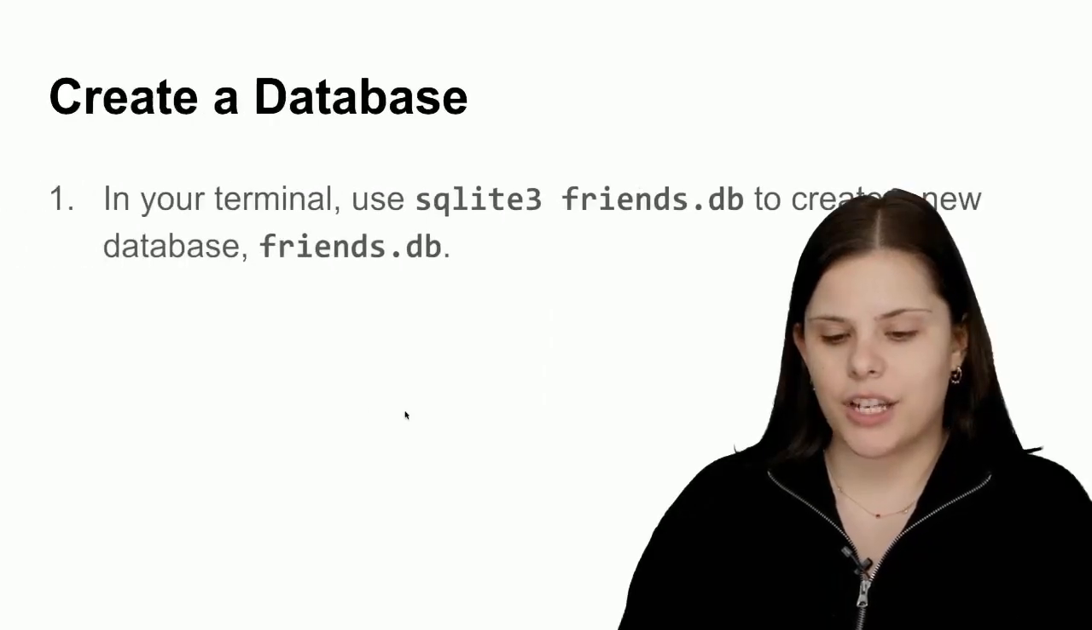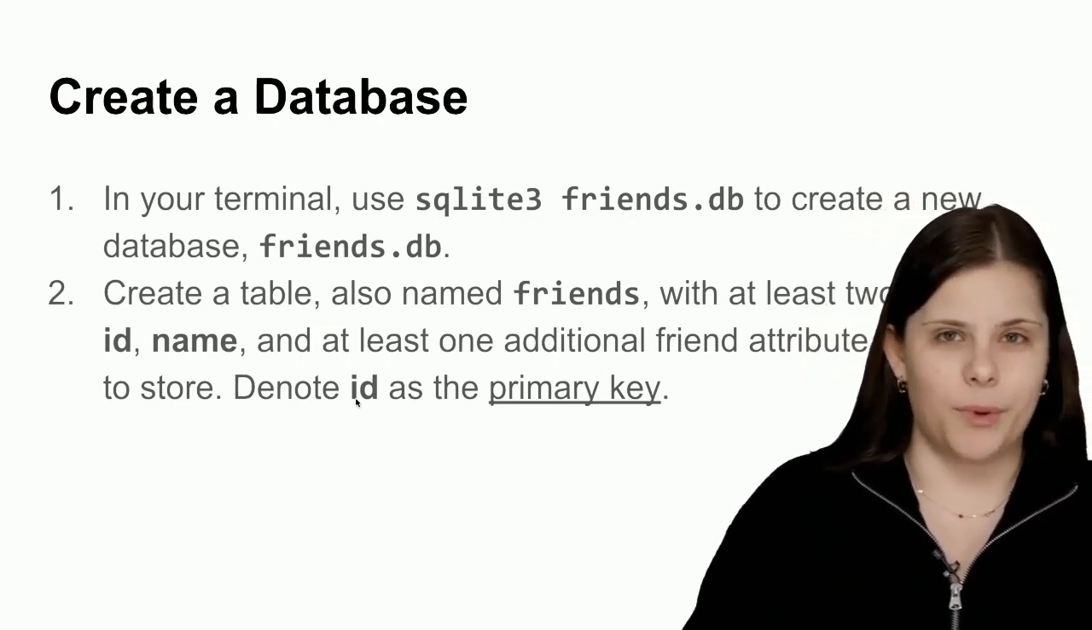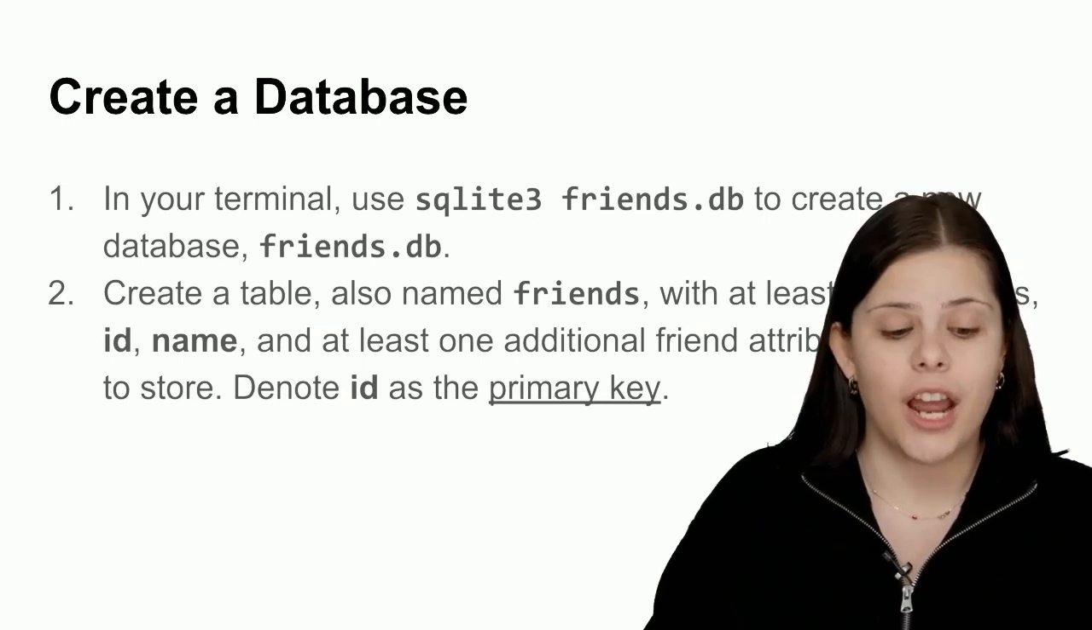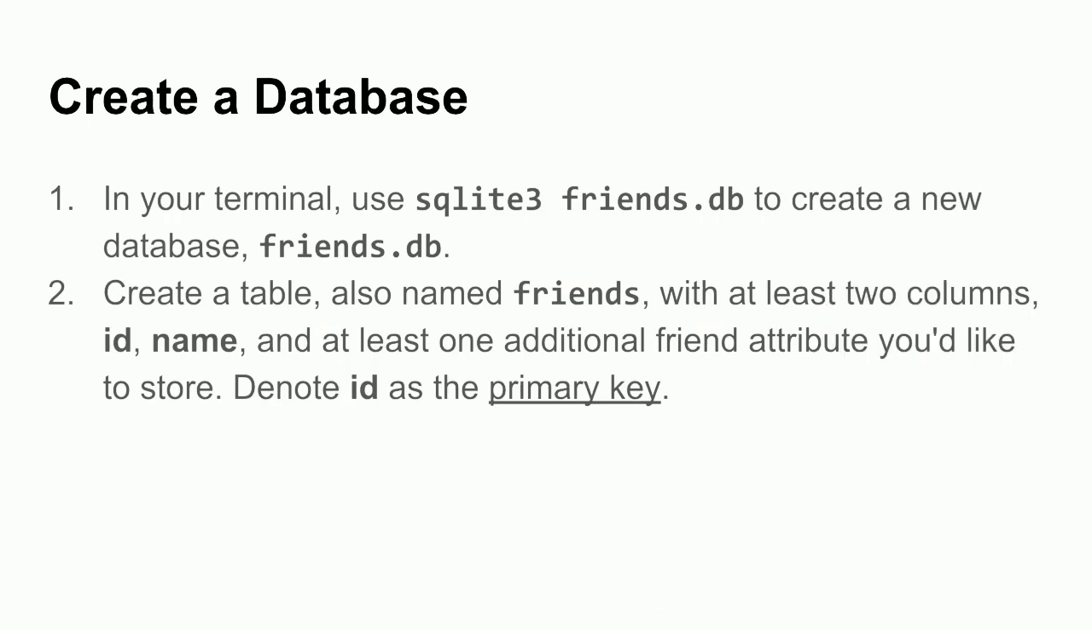Well, how do we actually create these tables? We need to think about the requirements that we want to have. Every table will be different, and every table stores different kinds of information. So we need to think ahead of time how we want to structure this database. For example, in this case, I'd like to create a table called friends with at least two columns, ID and name, and at least one additional friend attribute we'd like to store, for example, last name. And it's important to denote ID as the primary key.